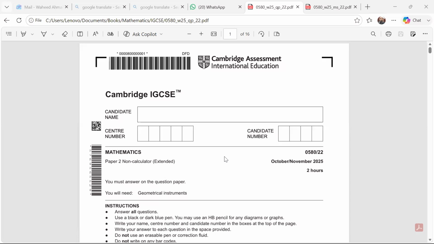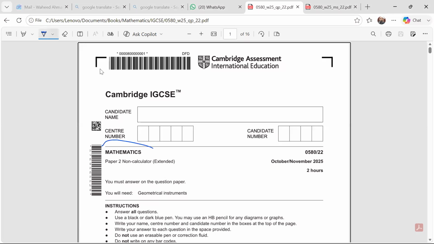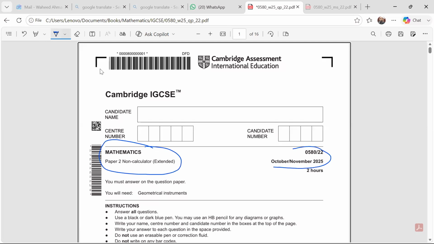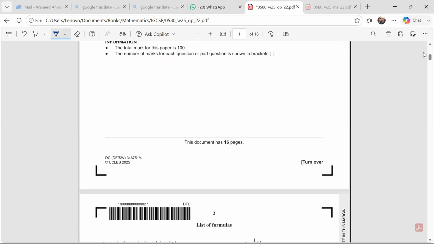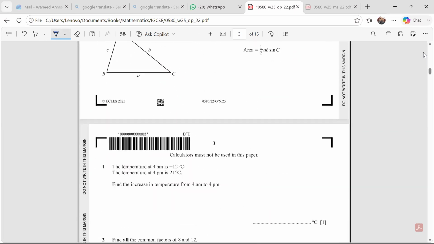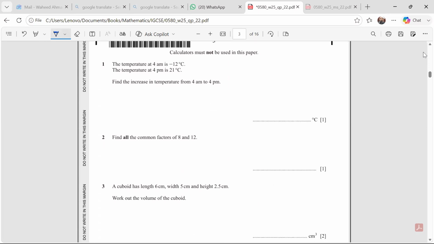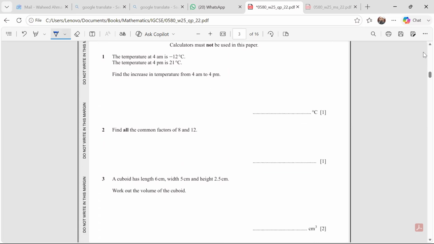We have been solving the past papers. So right now I have this mathematics paper 2. You can see, and it is from October-November 2025. Okay, let's jump on to the question number 1. Okay, here you go. It's pretty simple.